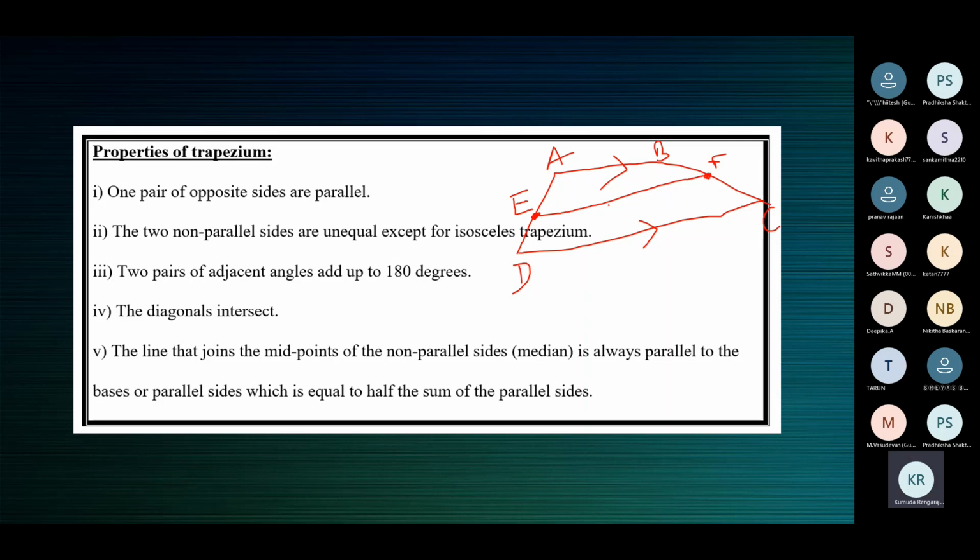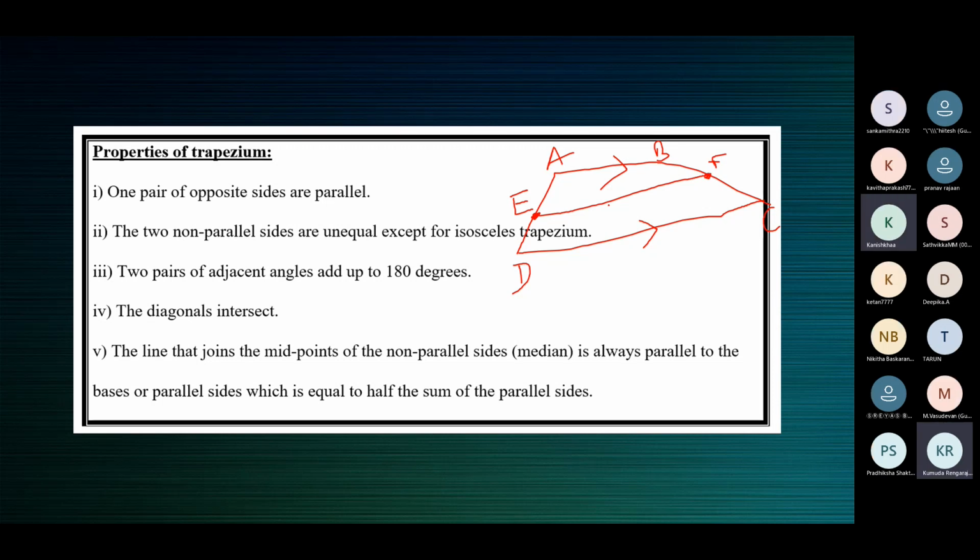Yes, which are the non-parallel sides of the trapezium? AD and BC, correct. Which is the midpoint of AD? E, ma'am. Midpoint of BC? F. Name the line segment joining the midpoints of the non-parallel sides. EF.